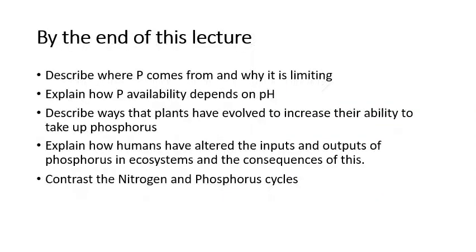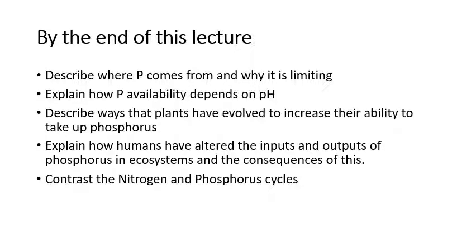So that's a brief summary of understanding the introduction to the phosphorus cycle. By the end of this lecture, these are the things that you need to be able to do. You need to be able to describe where phosphorus comes from, and you also need to explain why it is limiting. You also need to explain how phosphorus availability depends on pH. So those are the two quite complicated slides that I showed you. You need to be able to talk about the different forms of phosphorus in the soil and how some of those forms are more available and less available to plants. And then you have to link that to pH by explaining how those different forms are linked to the pH.